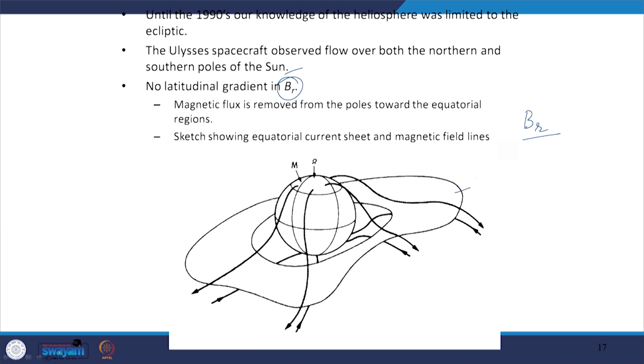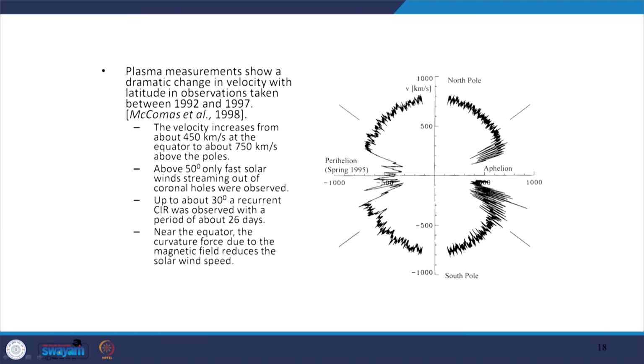So, since the polarity is changing, a current sheet has to facilitate that change in the polarity, that is what I was talking about. More importantly, there is a solar wind outflow from the higher latitudes as well, that is what was demonstrated by Ulysses. The plasma measurements show a dramatic change in the velocity with the latitude in observations taken between 1992 and 1997. What do you see in this figure?